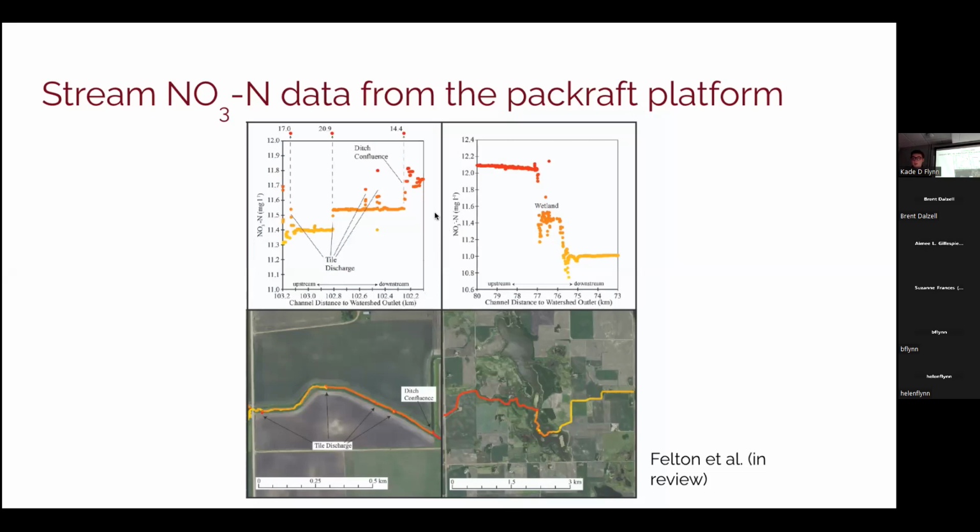These two-dimensional plots above the maps show the exact same data, but just a little bit differently. On the x-axis, you see channel distance to the watershed outlet, so this is a measurement of the stream location, and on the y-axis, nitrate concentration. Again, you see sensitivity to these small features such as tile outlets, and then larger changes at the location of these wetlands. Throughout the remainder of my presentation, I'm going to be presenting the data mostly in this two-dimensional plot format. But when you see this, just remember that these are measurements taken in space, influenced by a surrounding landscape.